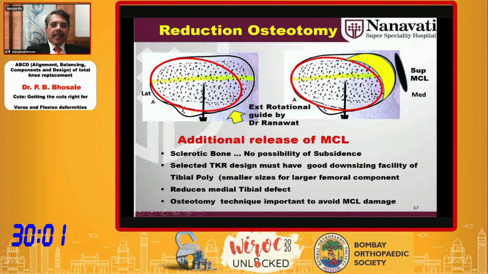And you have an extra bone here in varus, and that can be excised, which releases the superficial MCL. This is called adduction reduction osteotomy, and there's sclerotic bone, so there's no possibility of subsidence, and the selected TKR size can be further reduced to get extra release of the bone and extra reduction osteotomy. It reduces the medial tibial defect also, and with the osteotomy technique you have to be very careful to preserve and avoid damage to the MCL while cutting the bone.